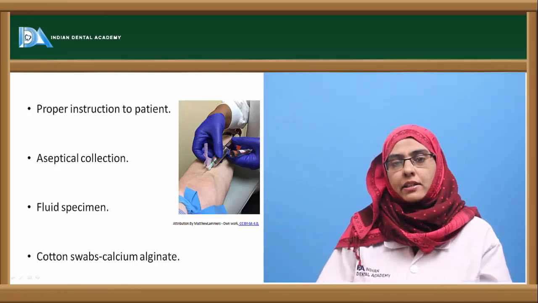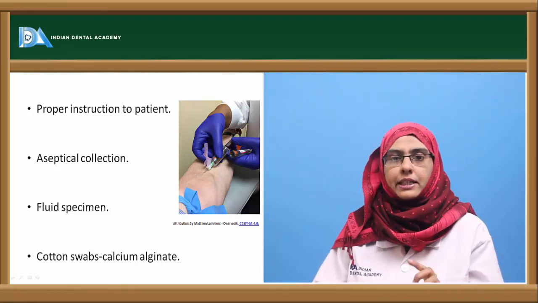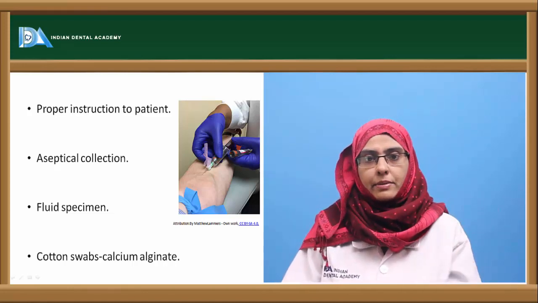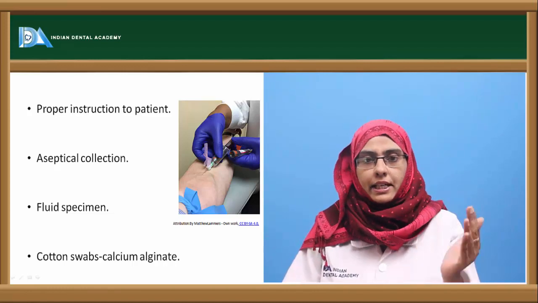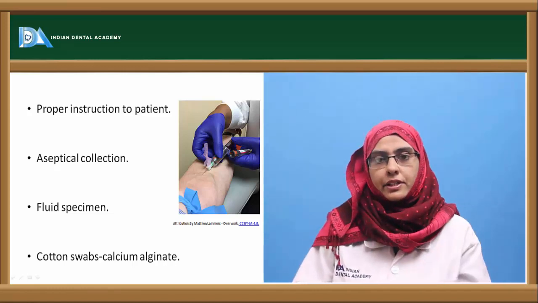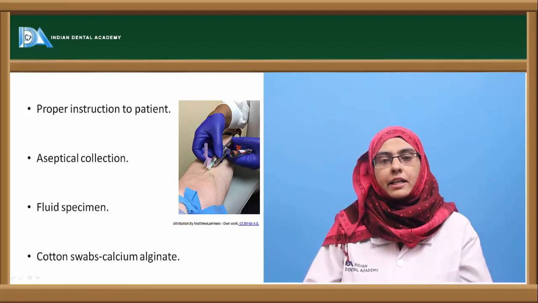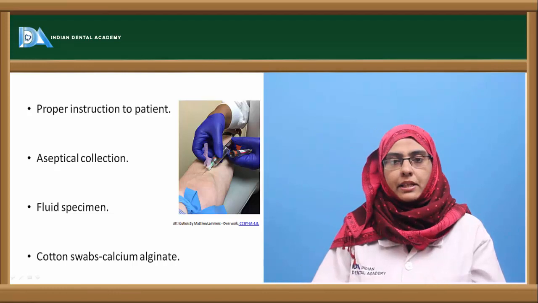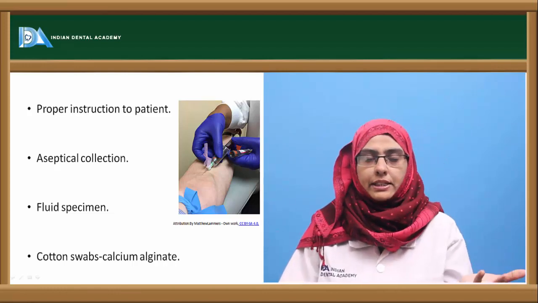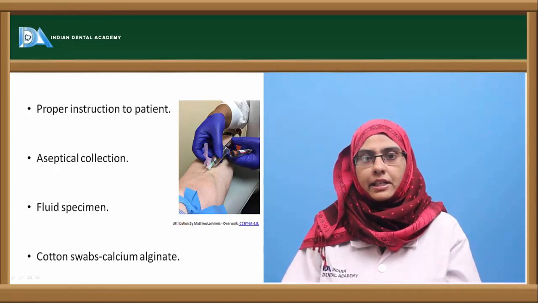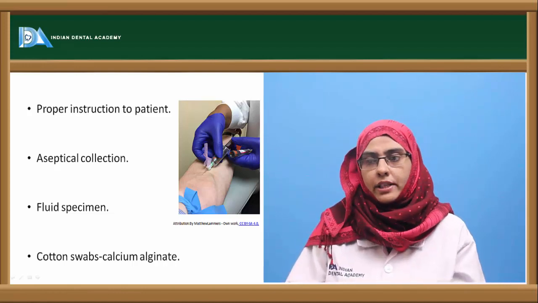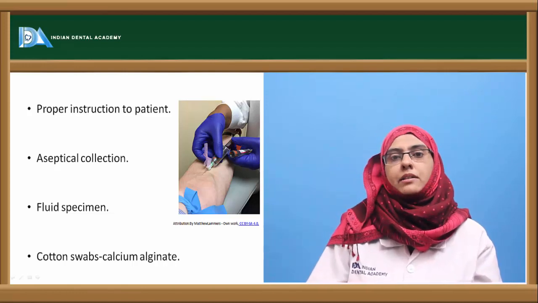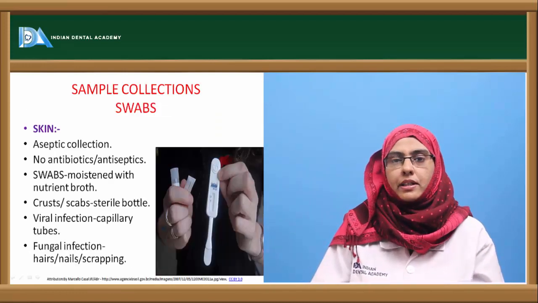And when collecting a fluid specimen, care should be taken that the container is not completely filled to the brim, otherwise it might lead to contamination. So a little space is left in the container so that there is no contamination of the specimen. And when taking the specimen with cotton swabs, more precautions have to be taken, because these swabs are exposed to the external environment and may get contaminated easily. So a modified type of cotton swab made of calcium alginate, or charcoal-dipped cotton swabs, can be used to prevent contamination.